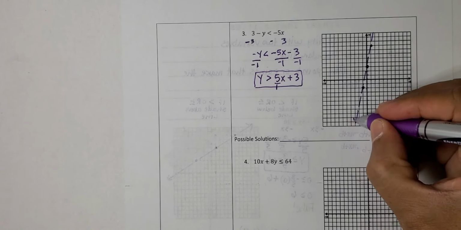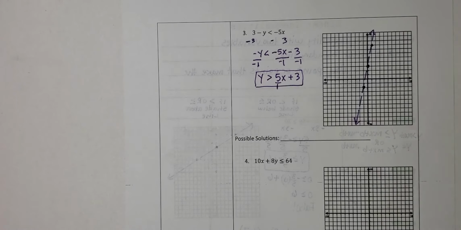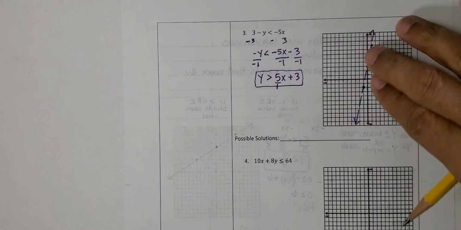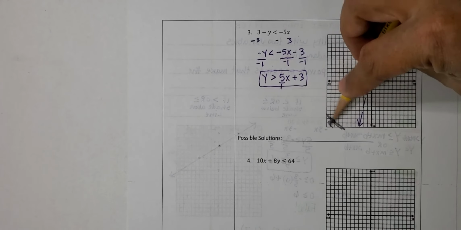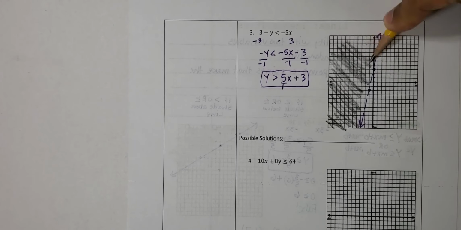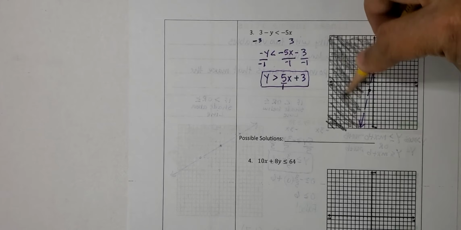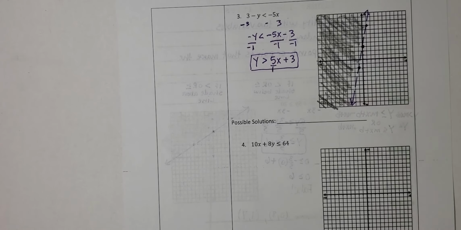So there is the dashed line. And now the shade part, we're shading, this is greater than, so greater than means all the values here. So all of this is going to get shaded. All right, so there is that problem. Let's go on to the next one.